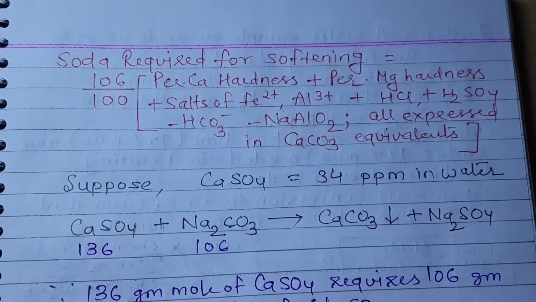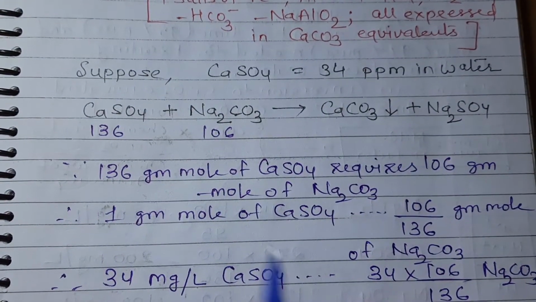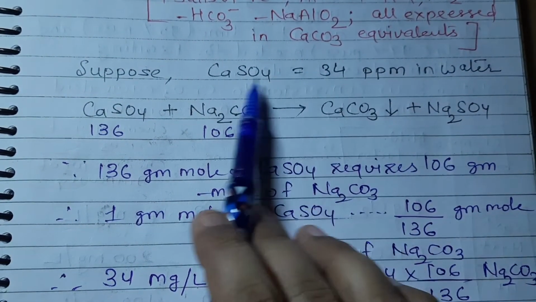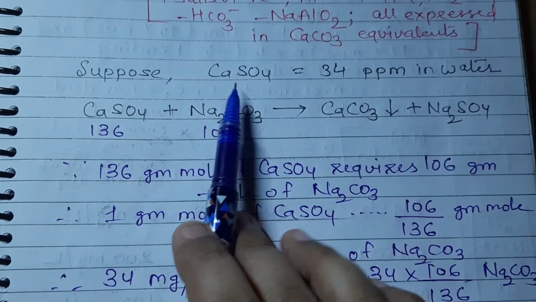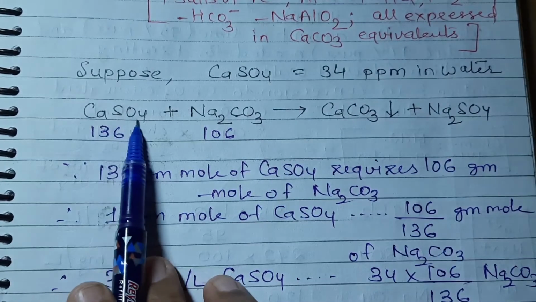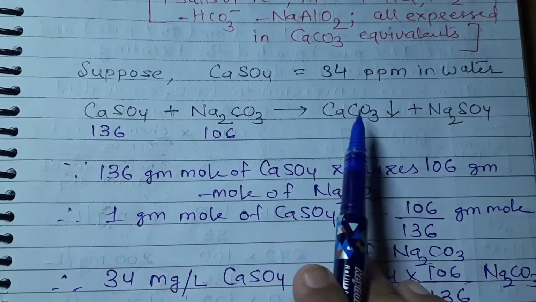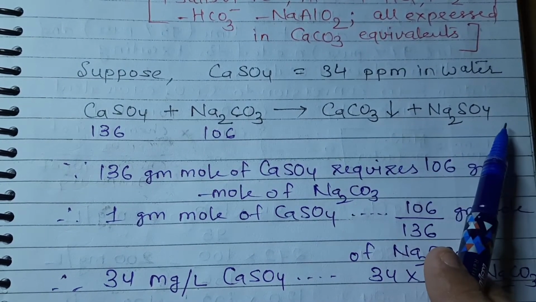Now again I will tell you how this formula is derived. Suppose in water 34 ppm of calcium sulfate is present. Now we will write the balanced chemical reaction. So this is the balanced chemical reaction, CaSO4 plus Na2CO3. CaCO3 will be precipitated and we will get Na2SO4.